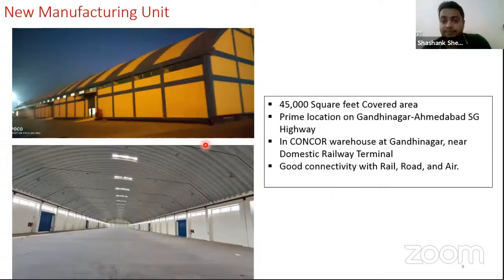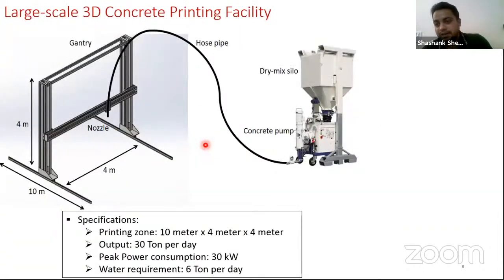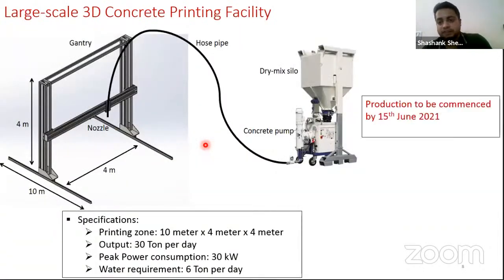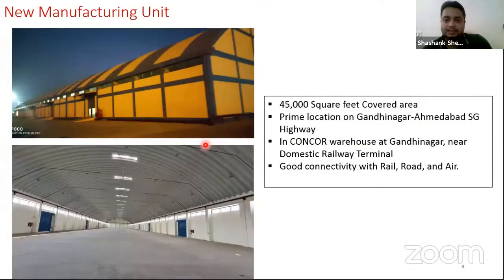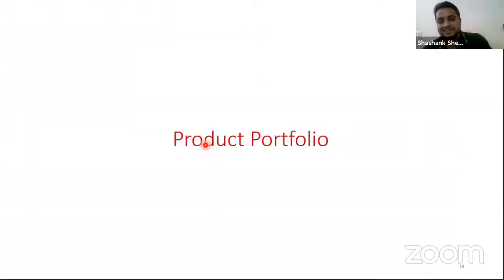We would be setting up a very large scale factory, with at least 2 large scale gantry systems for development of furniture, wall panels, bunkers and all. So you would be welcome to visit this facility. It's on SG Highway, at the Container Corporation of India. It would be amongst the world's biggest 3D printing facilities. Anytime anybody can come and experience 3D printing at large scale. Yes, sir.